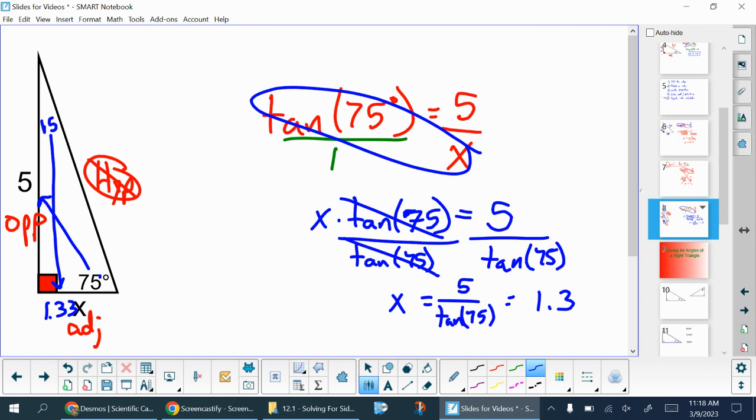So that's pretty much the process of solving for x. The big things you're going to have to look for are which sides are you given, which trig ratio are you going to use, setting up your proportion with the right thing on top, right? Tangent is opposite over adjacent. If you don't put the opposite side on top, you're not going to get it right. And from there, it's algebra. Cross multiply, solve the equation, and then type it in your calculator.